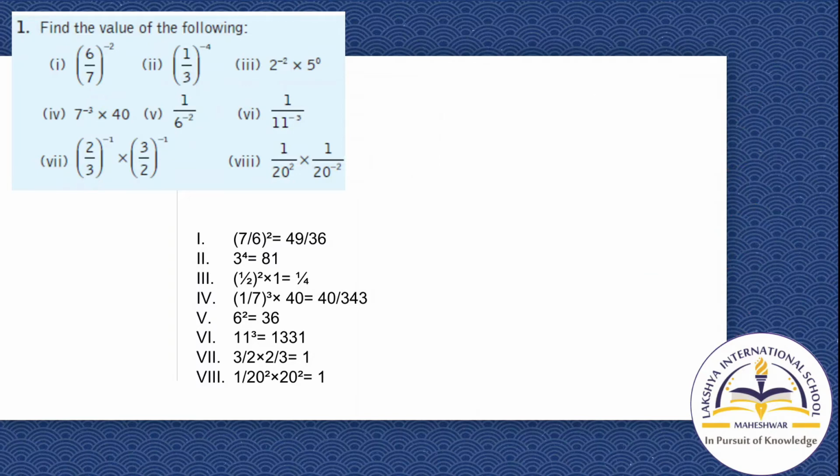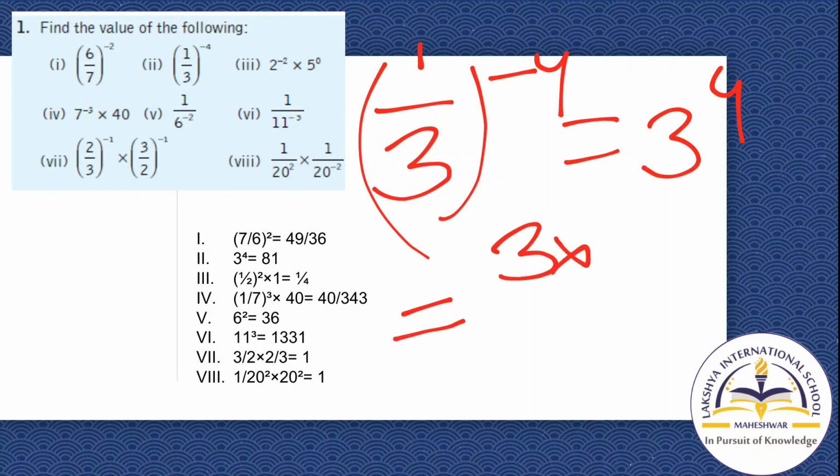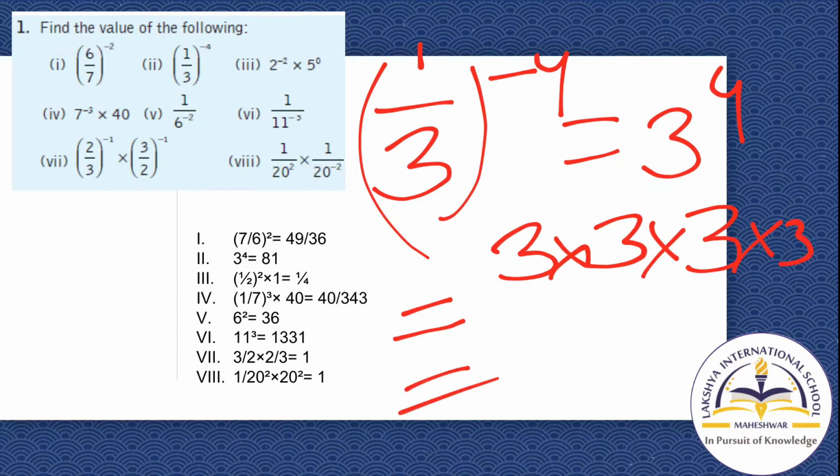Now question number 2. 1 by 3 raised to the power minus 4. So we can write 3 raised to the power 4. So 3 into 3 into 3 into 3. 3 threes are 9, 9 threes are 27, 27 threes are 81.